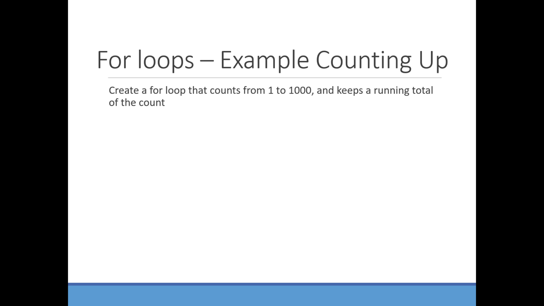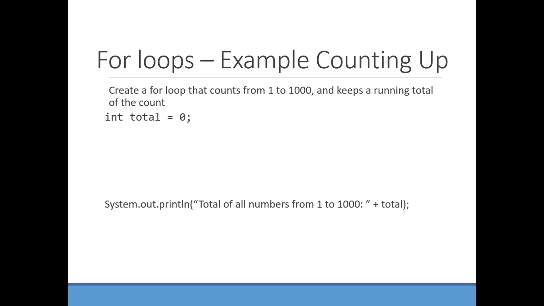Let's say I want to create a for loop that counts from 1 to 1,000 and keeps a running total of the count. Basically I'm adding up all the values from 1 to 1,000, which we saw at the very beginning of the lesson with that sum value. First thing, I'm going to create a variable called total, and I'm going to display that total at the very end. Now I want to create my for statement.